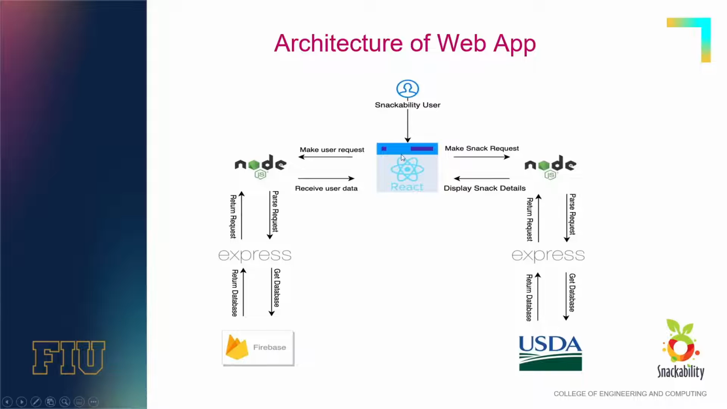This is a brief rundown of the architecture of the web app. So the user interacts with the React front end. Then depending on the request, the backend will handle it differently and connect to the appropriate API. So if they're searching for a snack, they'll be connected to the USDA database. If they're consuming a snack or logging in, they'll connect to Firebase.